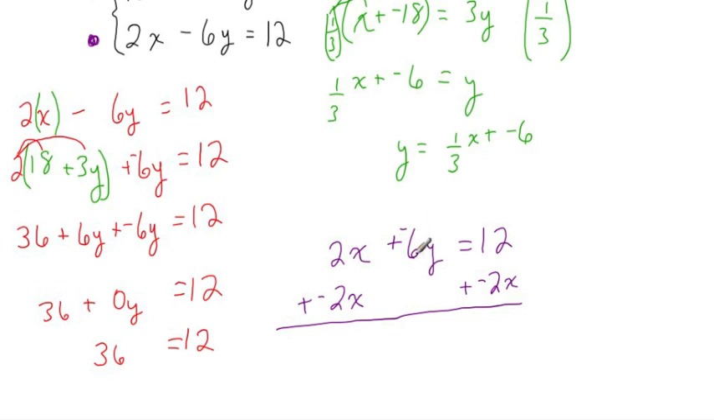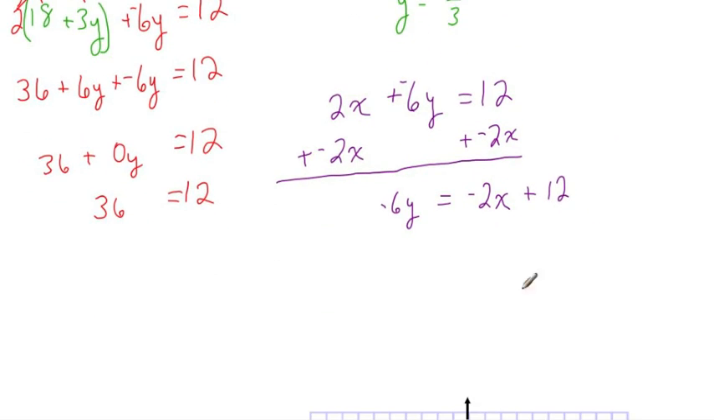I'm going to get rid of all terms without my variable in it by adding the opposite. These go to 0, leaving me with just negative 6y in the left-hand expression. And in the right-hand expression, it's going to be 12 plus negative 2x. I'm going to use the commutative property, though, to put the negative 2x first, because I know that in slope-intercept form, the x term should come first. Then I'm ready to multiply both expressions by the reciprocal of the coefficient, which is negative 1/6.